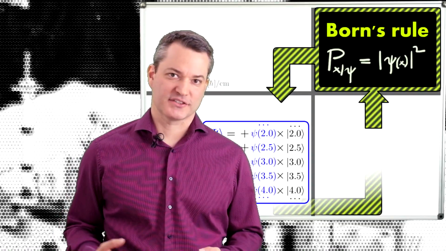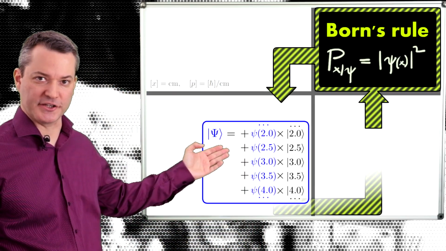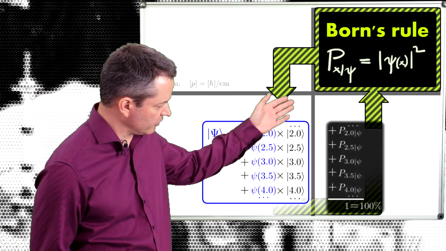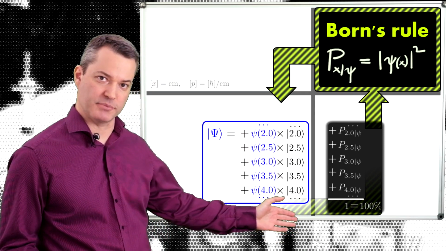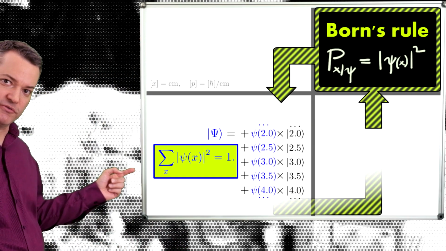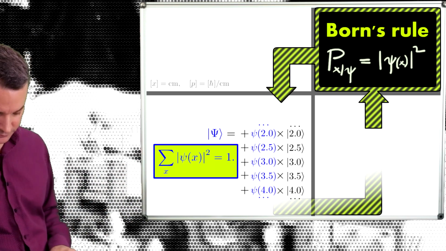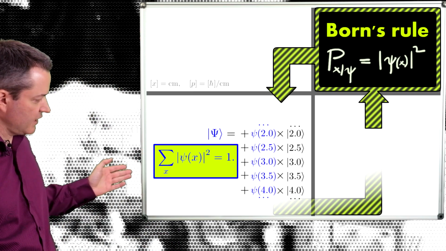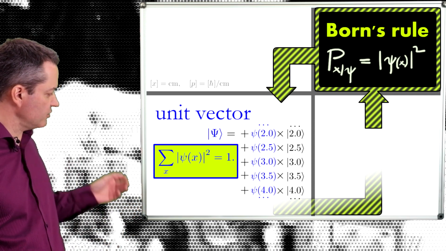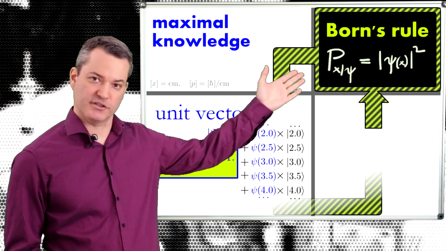Born's rule gives us a straightforward restriction for vectors that are to be interpreted as representations of knowledge. Since the total sum of probabilities for all possible alternative outcomes must be 100%, we must demand that the sum of the squared absolute values of all amplitudes be equal to 1 for such a vector. Vectors with this property are called unit vectors, and by Born's rule we can interpret any unit vector as a representation of maximal knowledge about the physical situation.